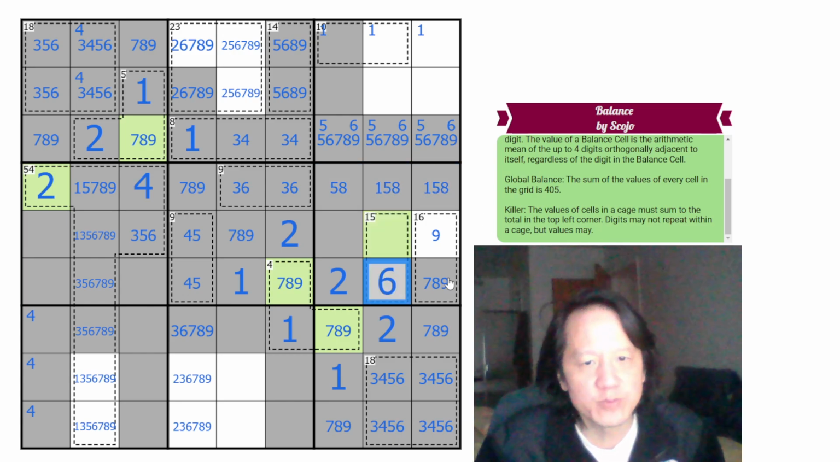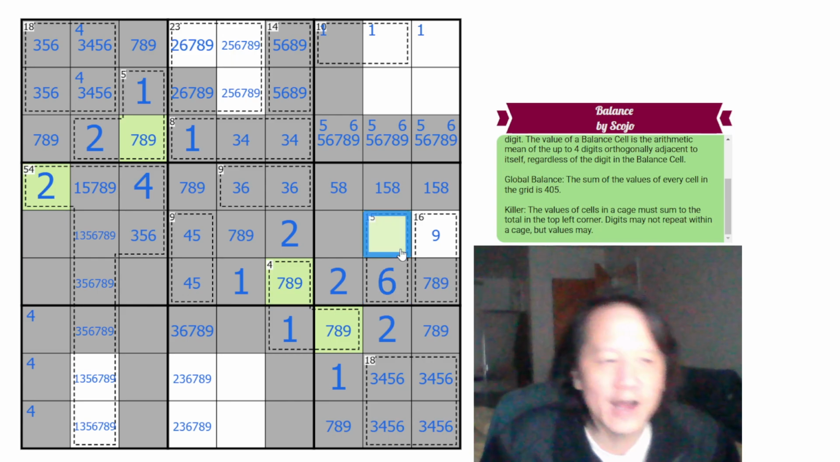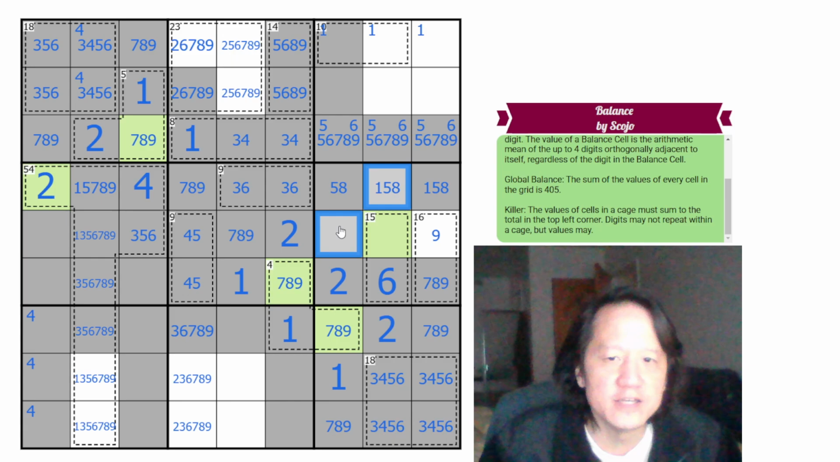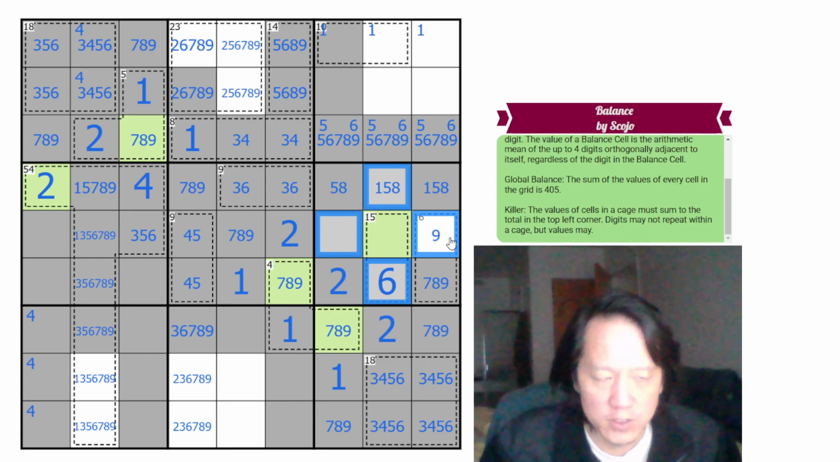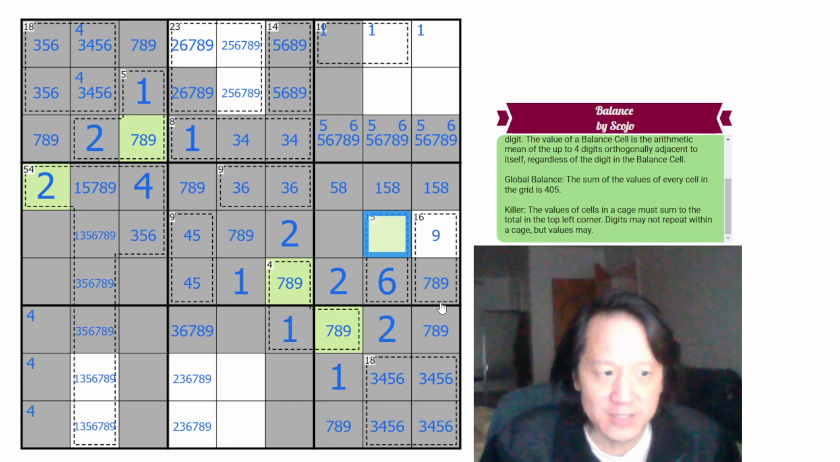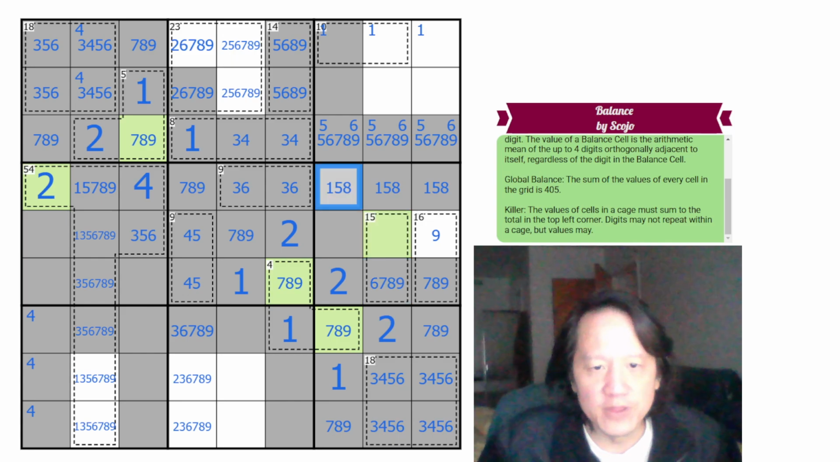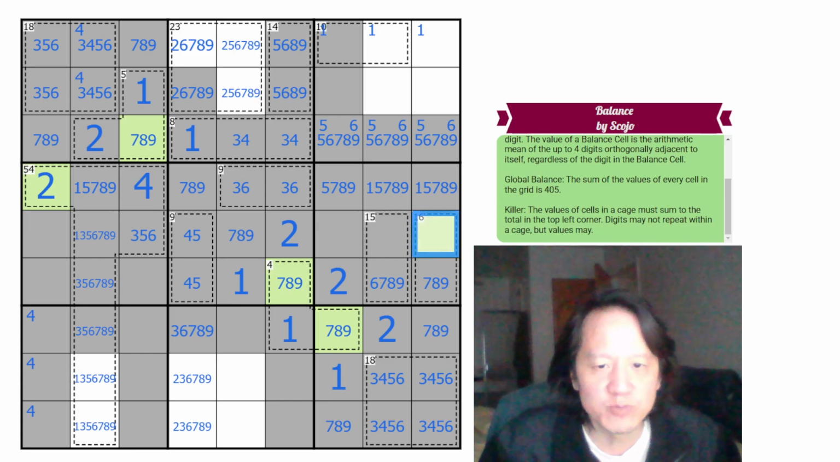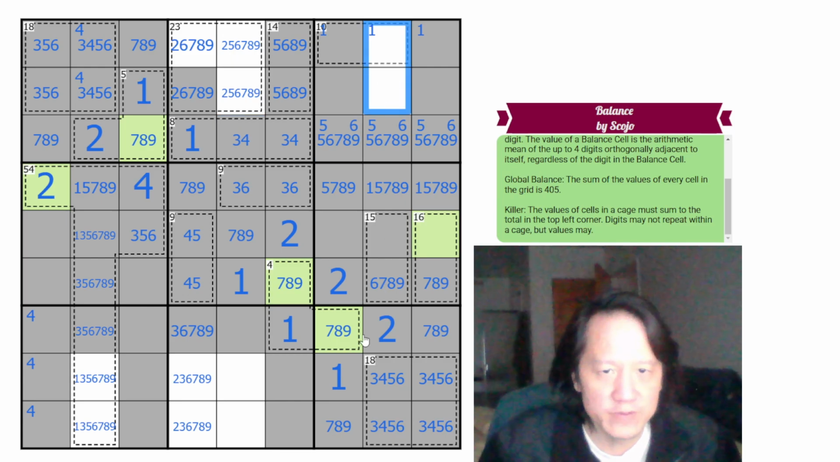Therefore, this would have to be 6, which means the value of this balance cell would have to be 9, which is impossible, right? Because the maximum which we showed was 7.5. Therefore, that cannot be the balance cell. And therefore, this is the balance cell, which means this is not the balance cell, which means this has to be the balance cell. Which means neither of these can be the balance cell. One of these two is.